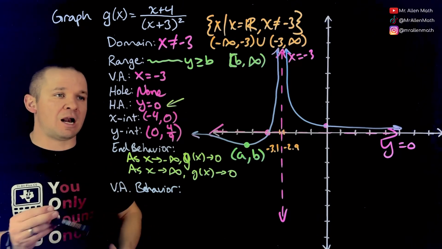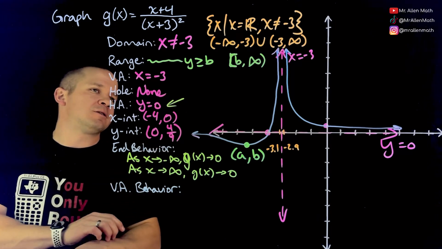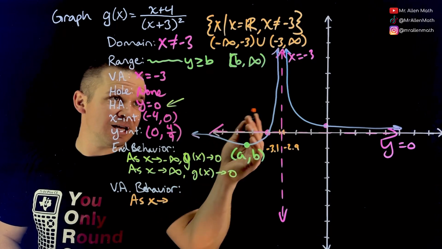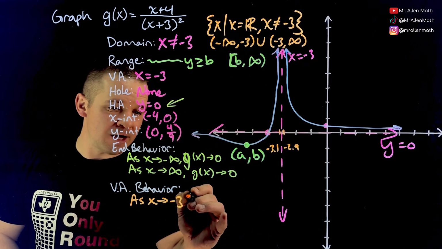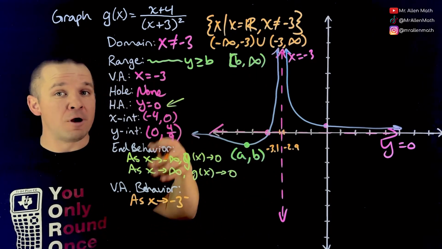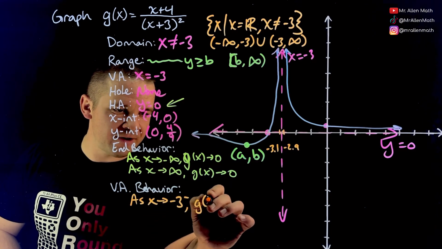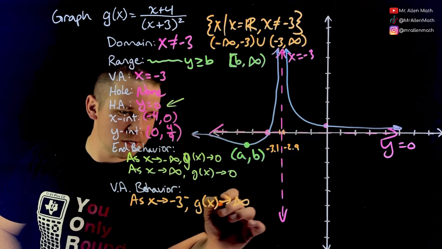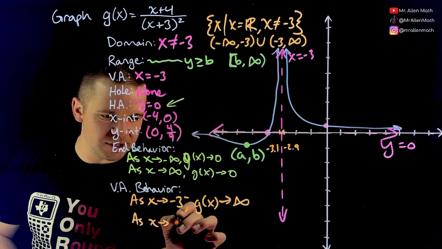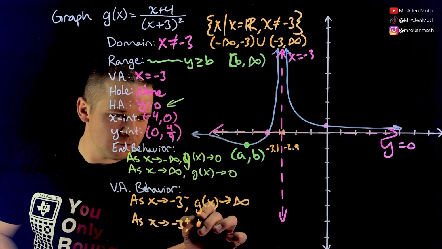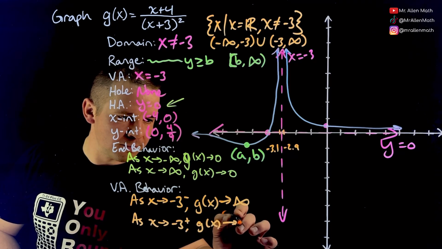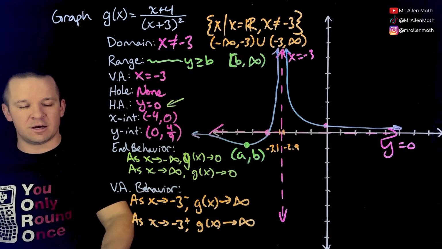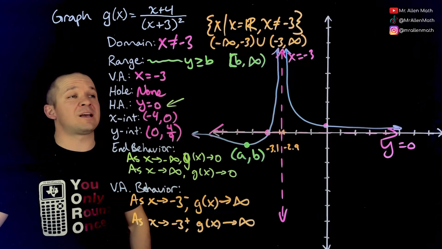And lastly, let's talk about our vertical asymptote behavior. As x approaches -3 from the left, g(x) is going up, positive infinity. And as x approaches -3 from the right, g(x) is approaching positive infinity. There we go, guys. We got it all. Everything done.